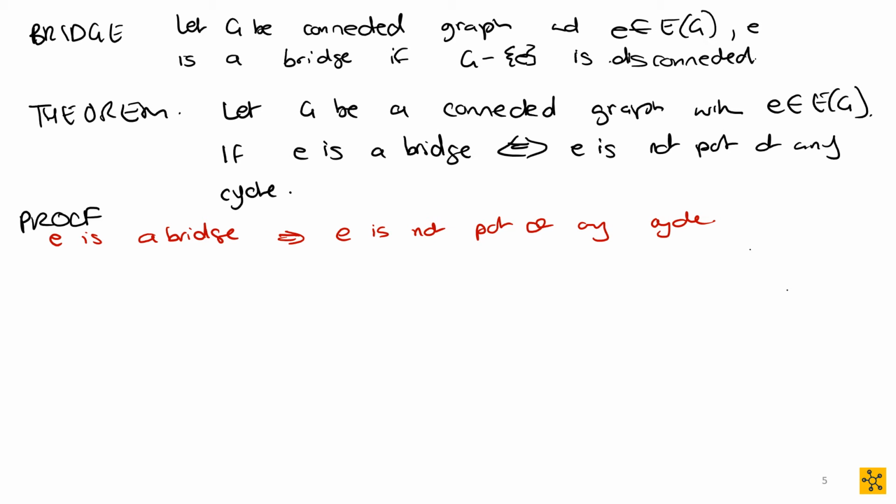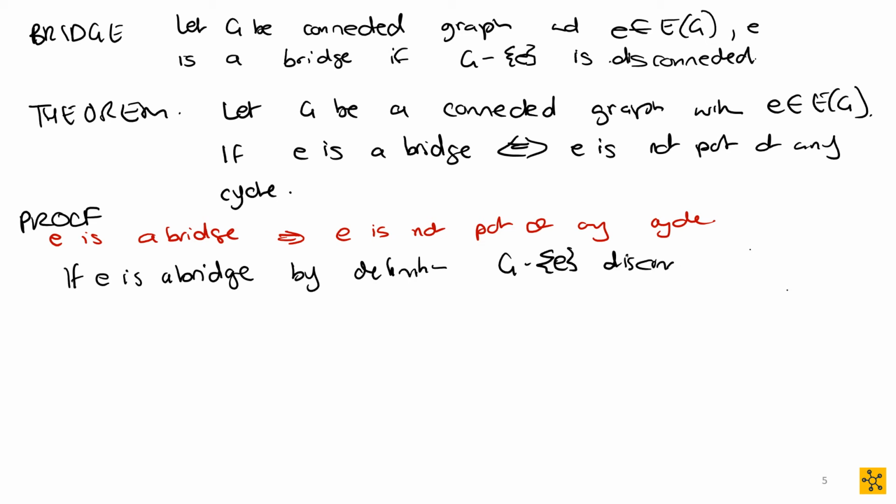So let's just write down what we know. We know if E is a bridge, by definition, G minus E is disconnected. Right. Now, if G minus E is disconnected, that's a definite situation. We've either already started off with G being disconnected, or E is a bridge. Oh, sorry. Or E is not part of any cycle, and that's why it disconnects it.